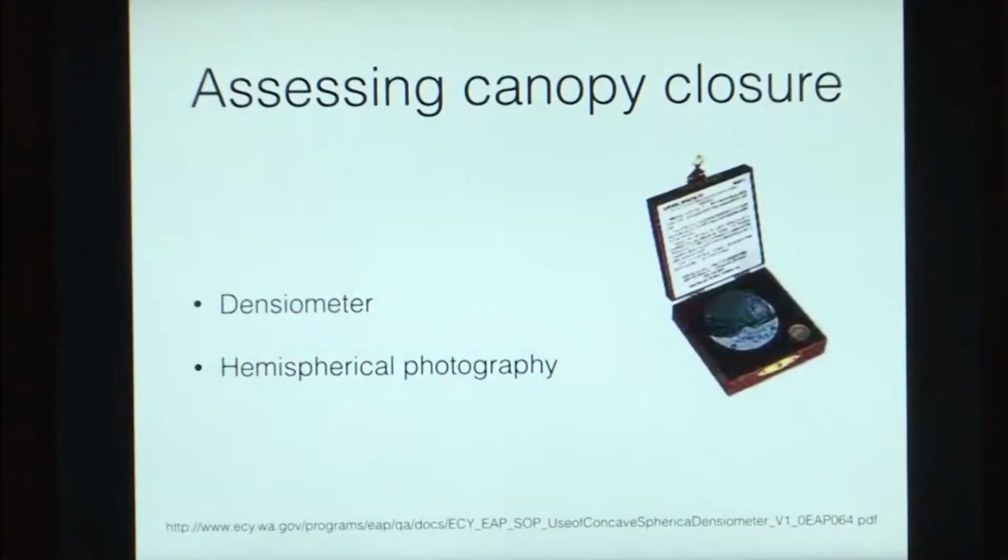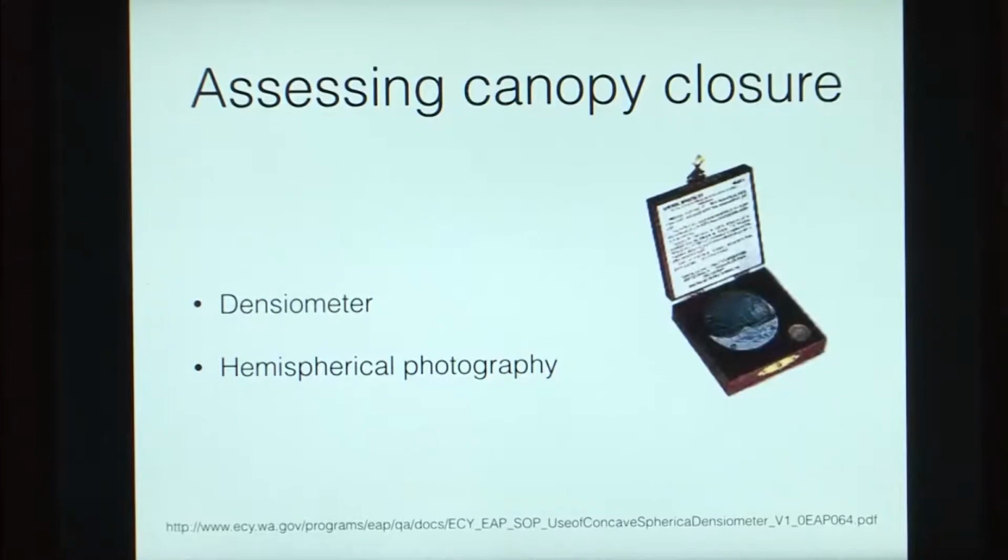Similarly, for assessing canopy closure also we have two main measures. One is the use of a device called a densiometer that we can see on the right. It is a very small device that you can hold in your hands, and when you open the cover, you have a hemispherical mirror, and this mirror is divided into a number of sections. So from one point you can observe how many of these sections are covered by tree canopies and how many of these are receiving light.